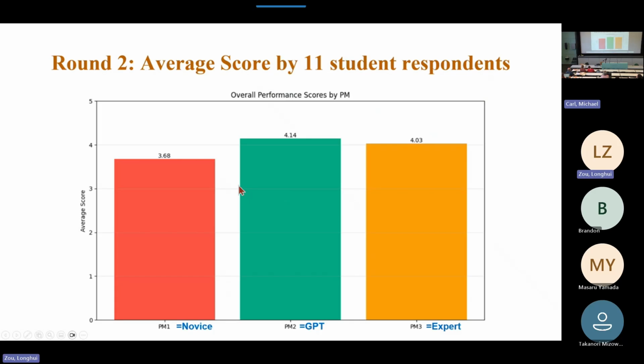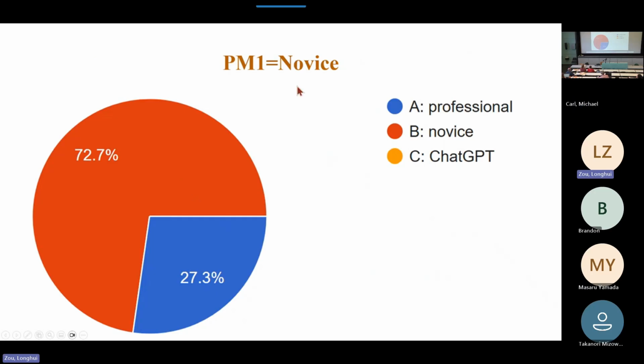Looking at the average scores out of the 14 Likert scale questions on our 5-point scale for the second round, GPT still performed the best with an average score of 4.14, the expert scored slightly lower at 4.03, and the novice scored the lowest at 3.68. For PM1, the novice, 72.7% of students identified PM1 as novice, which is correct, and 27.3% thought it's professional. No one thought PM1 is GPT.